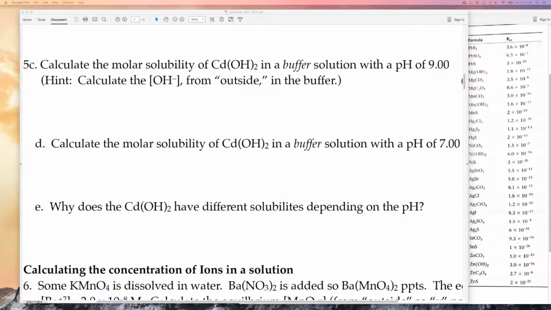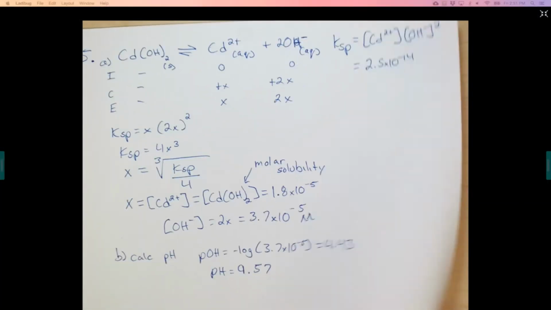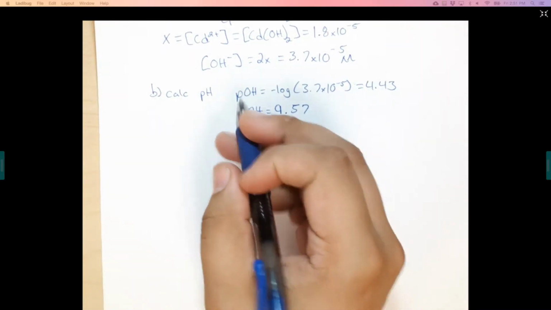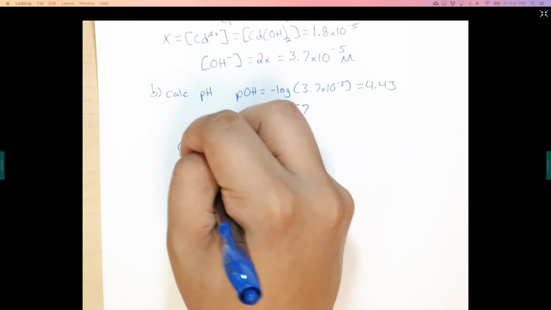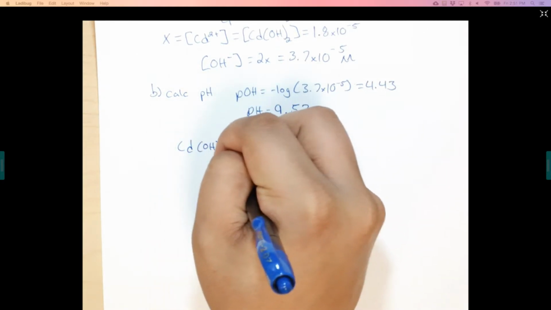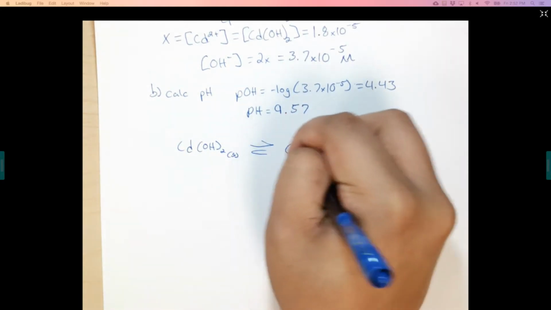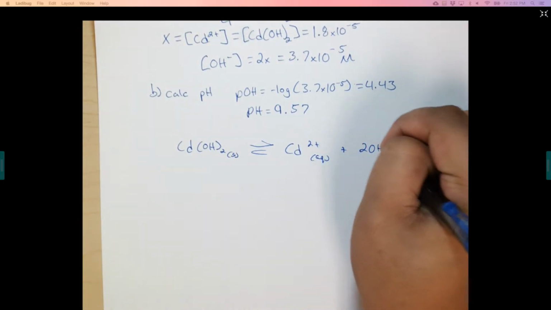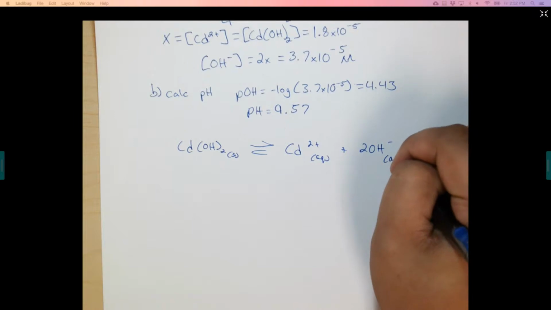And then part D says calculate the molar solubility at a different pH. So let's first talk about molar solubility at pH equal to 9. If we are still dealing with the exact same system, I'm going to just rewrite this: cadmium 2+ in solution plus 2OH- in solution.